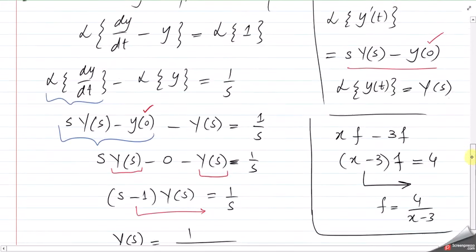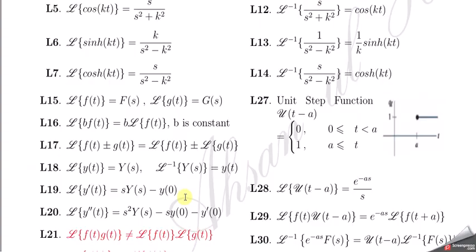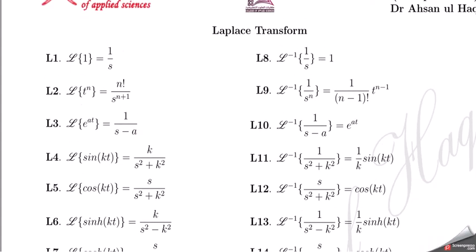So let's go back. We start with this differential equation. We take Laplace on both sides. Then we split. We know a formula that tells us the Laplace of the derivative is s times capital Y of s minus small y of 0. And Laplace of y is simply capital Y of s. Again, just take it as a formula. Laplace of 1 we know from the formula table is 1 over s.